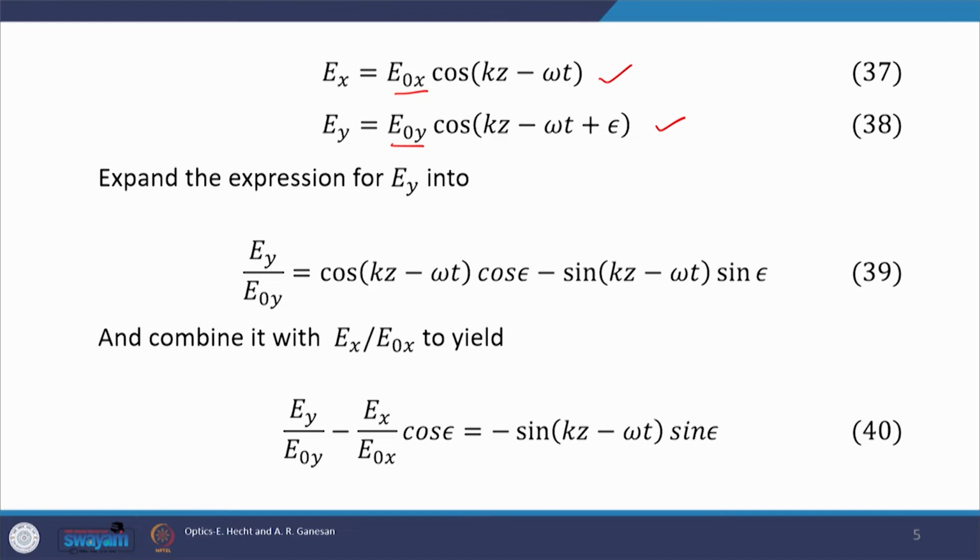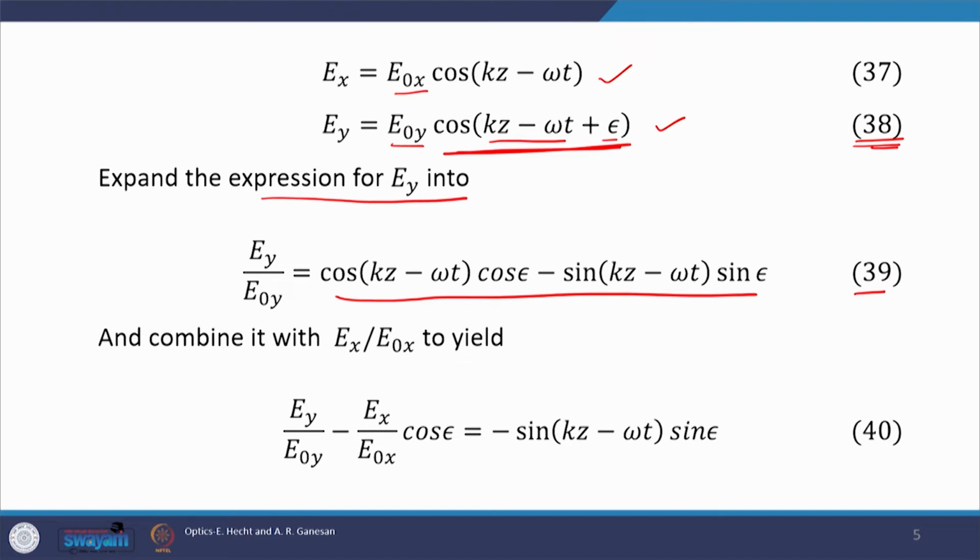Now, we will expand Ey. We will consider equation number 38 and expand this cosine function. We see that the cosine function is cos of A plus B. We will expand this cos of A plus B and see what we get. After expanding the cosine function, we get a bit bigger expression. This is given by equation number 39.